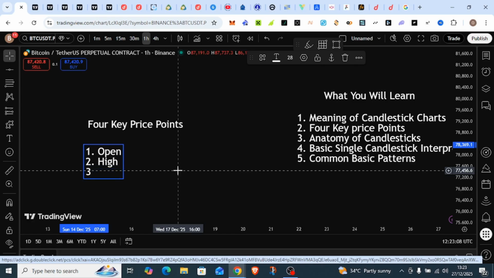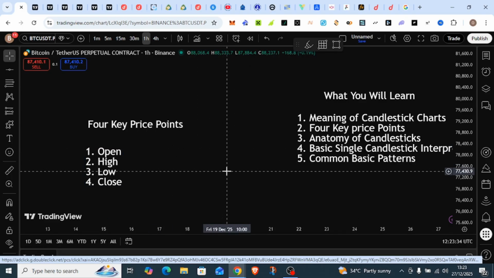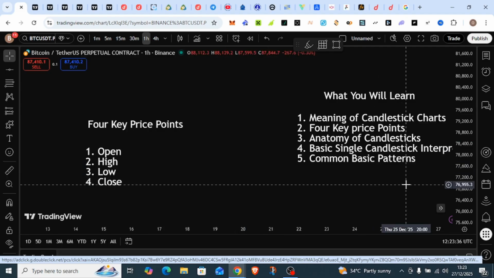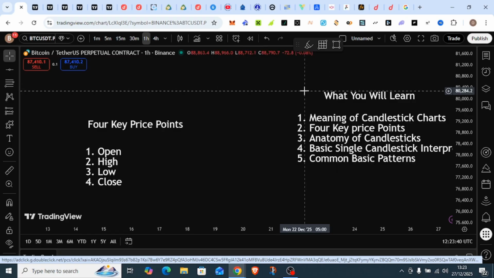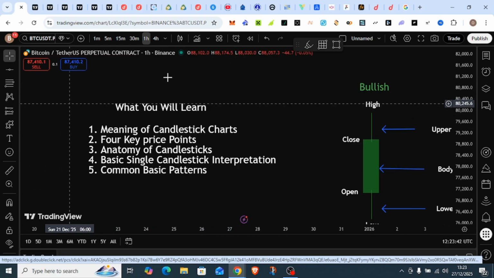Number 3 is low, lowest price reached. Then number 4 is close, price at the end of the period. So we'll look at it one by one. Let's go back to the drawing of the candle so that we'll be able to explain everything.